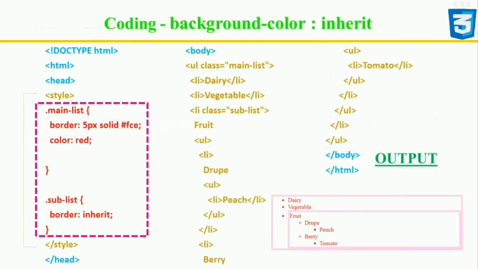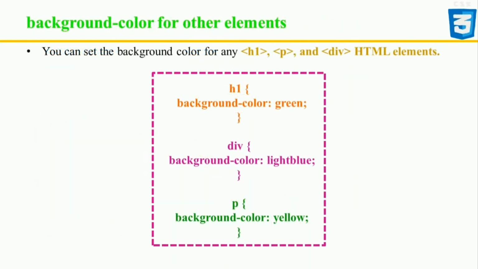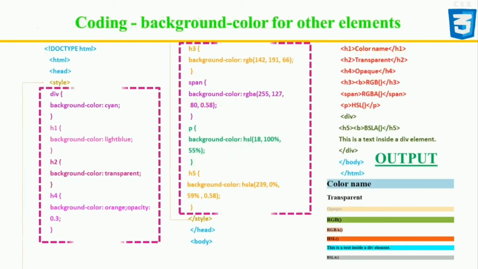In this example, we have applied the style once on the parent and do a little tweak on the child to inherit. The inherit keyword allows the sublist to take the computed property value from its parent element, and the result will look like this. The border style is applied to both the parent list and the sublist. You can also add a background color to specific elements in your document. You can set the background color for any HTML elements. This code demonstrates how to set the background color for an element. Here the h1, p and div elements will have different background colors.